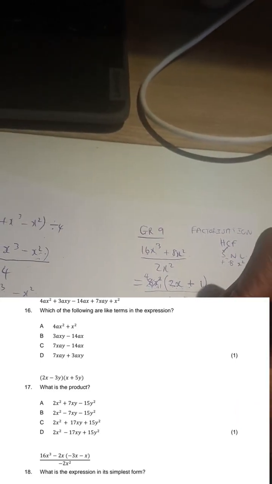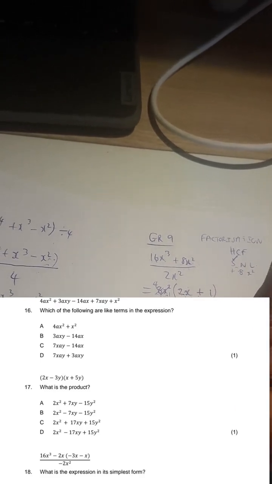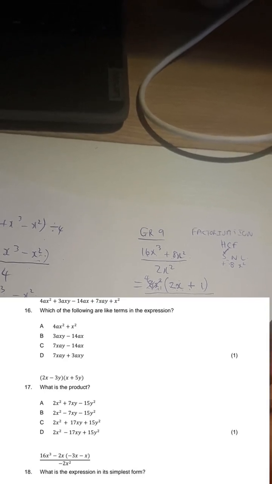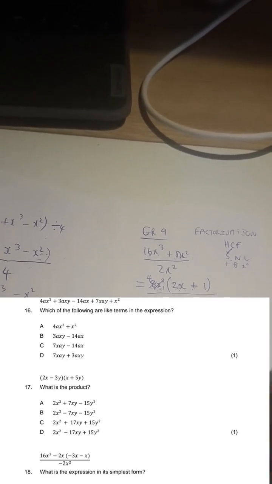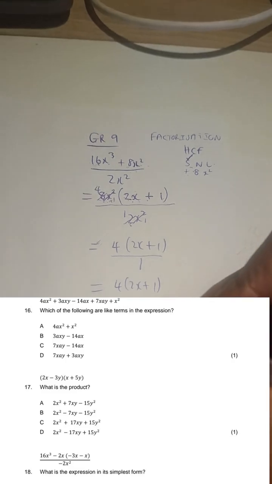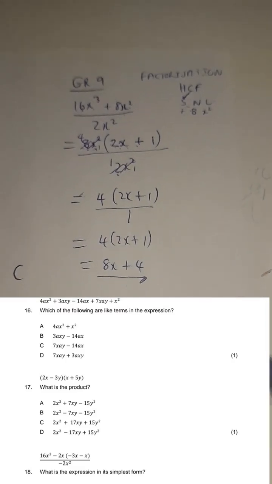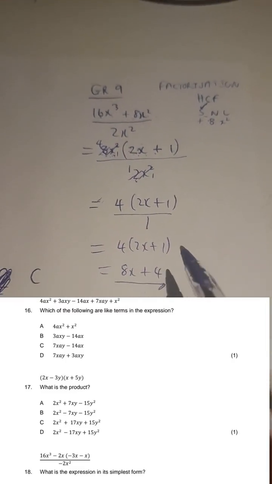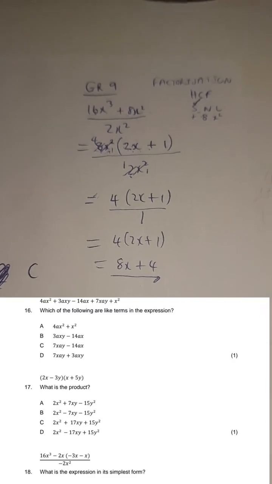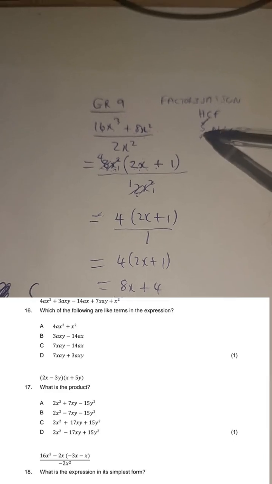So finally, we have 4 into 2x plus 1 over 1. But we know that 1 in the denominator doesn't matter. We have an answer now of 4 into 2x plus 1, which gives us 8x plus 4. This is the same answer that you had gotten when you were doing the problem in the grade 8 approach. Okay, this is a potential grade 9 approach you could use using factorization.